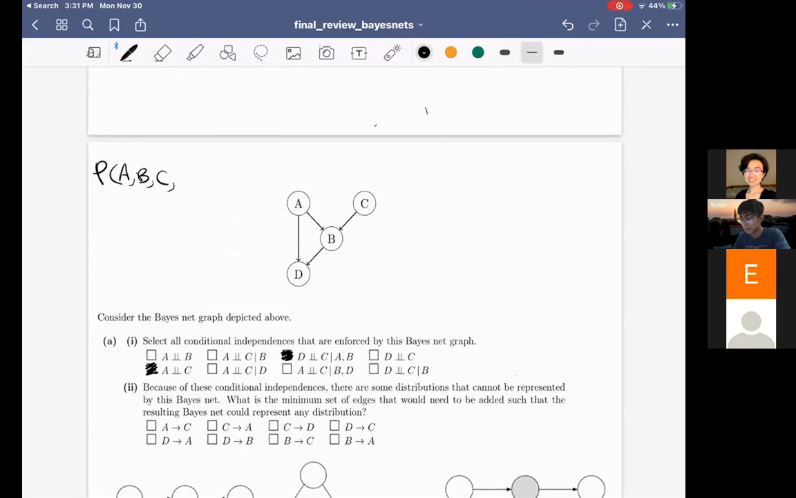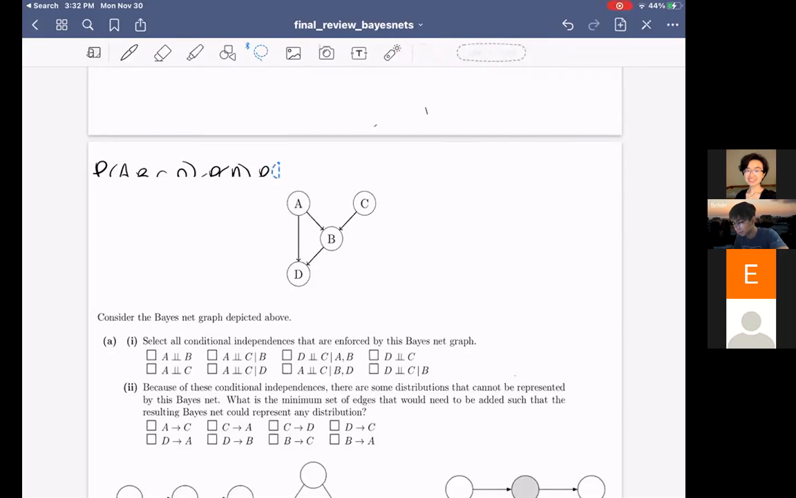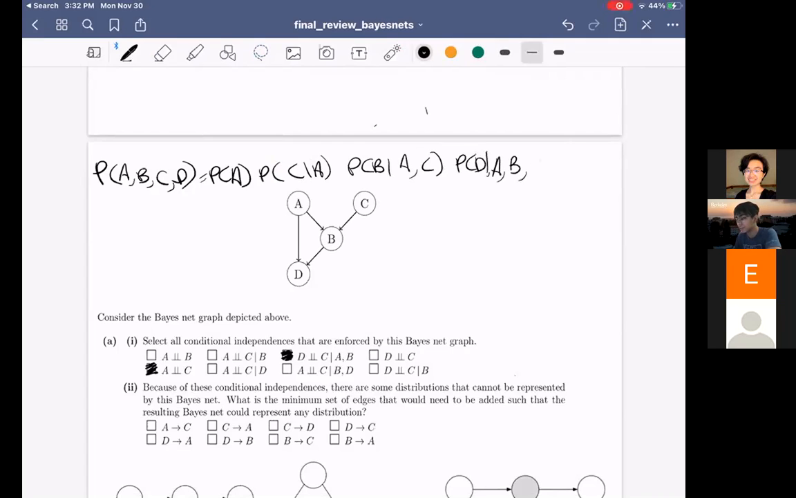So P of A, comma B, comma C, comma D. Well, normally that's equal to P of A times P of B given A times P of C given B, comma A times P of D given B, C, A, right? And I should have done this in topological order. So let me redo that. Sorry about that. P of A times P of C given A times P of B given A comma C and P of D given A comma B comma C. That's the normal chain rule.